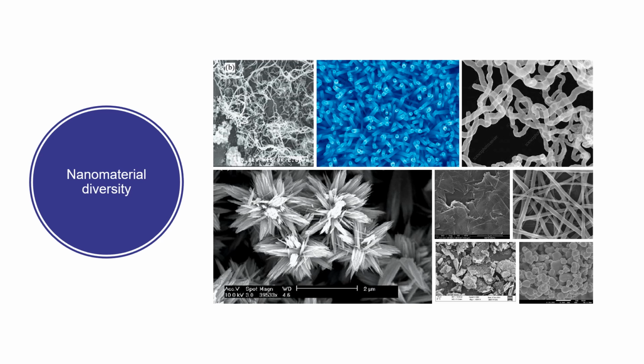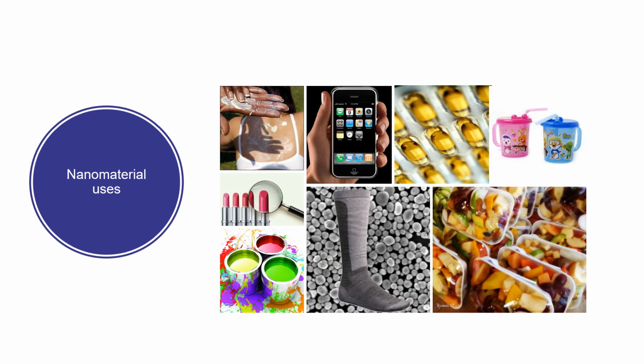So nanomaterials are very diverse in their physical and chemical properties. They come in a range of sizes, shapes and chemistries, all of which can influence their hazard and also their fate and behavior in the environment. And they're also used for a wide range of different applications. Therefore, the potential for exposure for humans in an occupational or consumer setting are quite significant, as well as their release and potential to the environment.